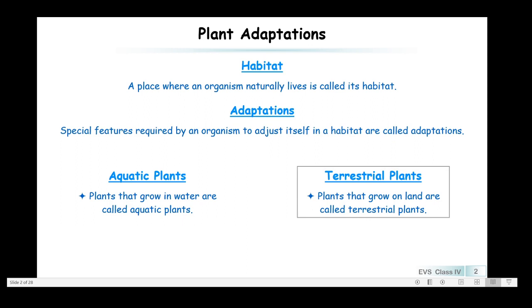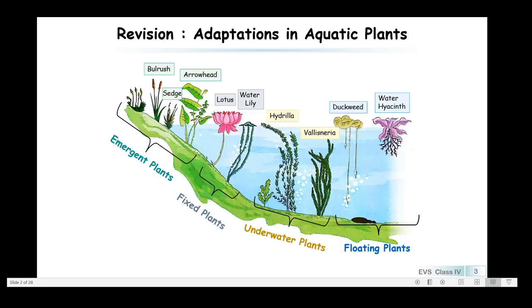But before we switch over to terrestrial plants, let us give a quick look to the adaptations shown by aquatic plants. If you remember this picture, it covers all the four types of aquatic plants. The emergent plants, the examples are bulrush, arrowhead and sedges. Then we have fixed plants that include lotus and water lily. Underwater plants include hydrilla and Vallisneria, and floating plants, the examples are duckweed and water hyacinth. So with this, we'll switch over to today's session.